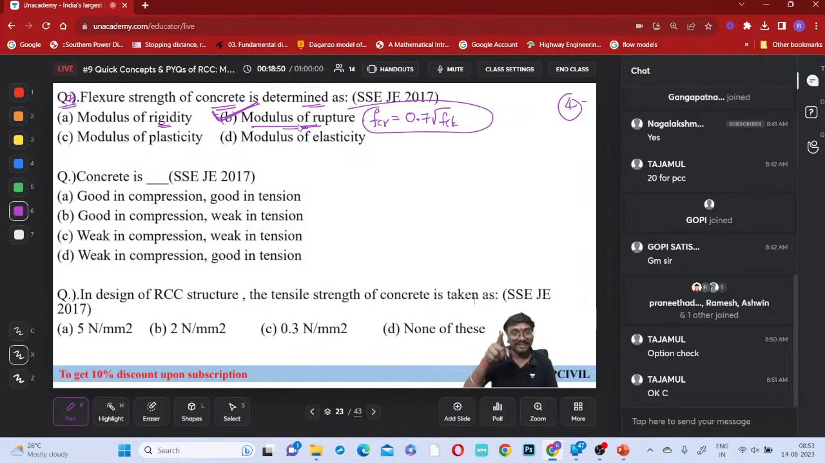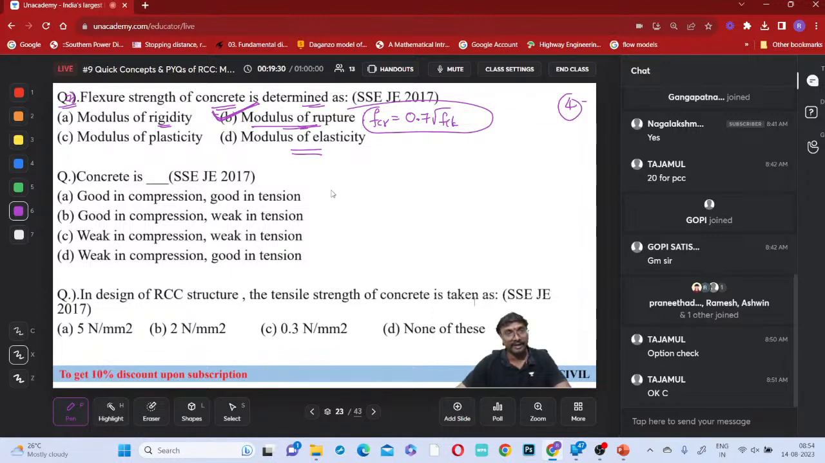Under that class number, the flexural strength expression is given, right? So what does it mean? Flexural strength is taken as this modulus of rupture. So modulus of elasticity, will it be representing the flexural strength, or is it representing the elastic nature of this concrete? It is representing the elastic nature of this concrete only. It is not representing the flexural strength, right?